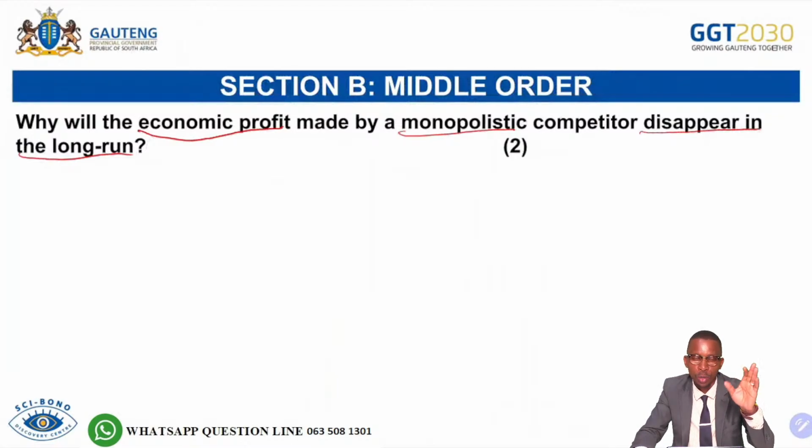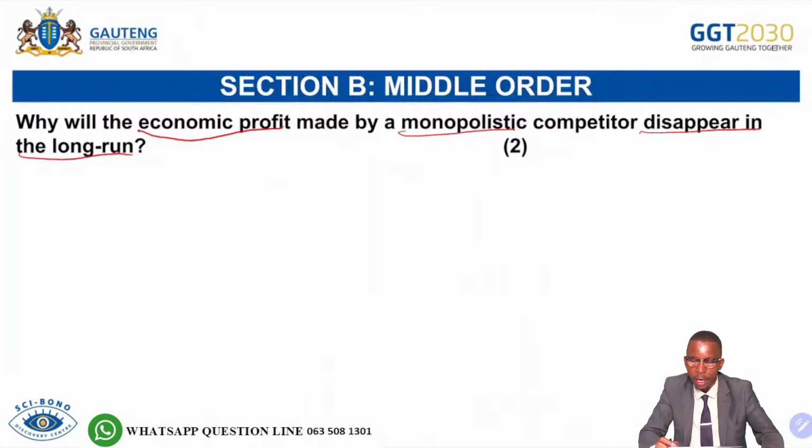Firstly, you must know the profit. Secondly, you must know the monopolistic competitor. Who is that? What is that? And then disappear in the long run. You must know what happens in the long run according to the inputs or factors of production. We know that economic profit is achieved when revenues earned by the business exceed costs incurred in the business. And then monopolistic competition refers to the market structure where there are many buyers and sellers while firms have influence over the price.